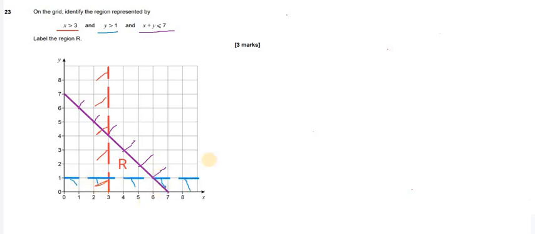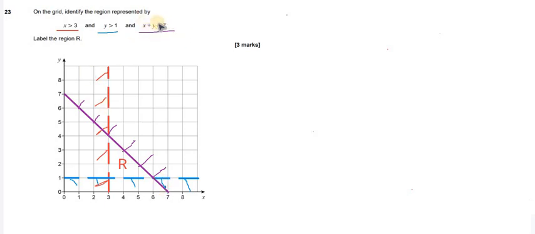Okay? And for the last one, x plus y, to draw the line, we make it equal to 7. So when x is 0, y is 7, and when y is 0, x is 7. So we have those 2 points. Since it's a straight line, we just join those 2 points together, and that's the straight line of x plus y is equal to 7.